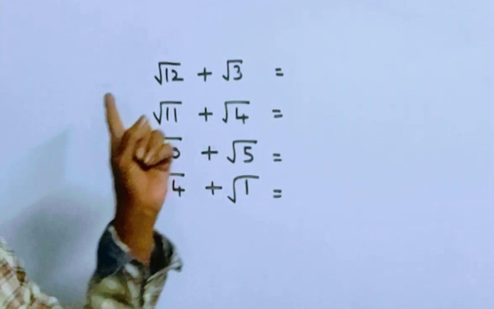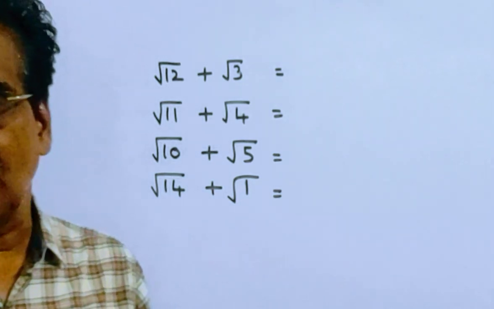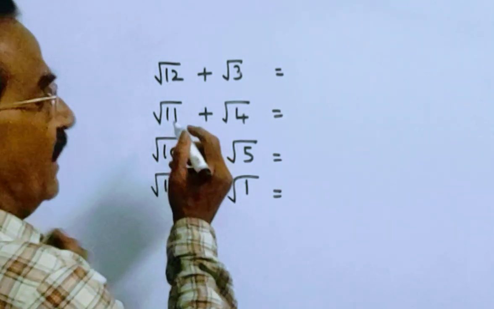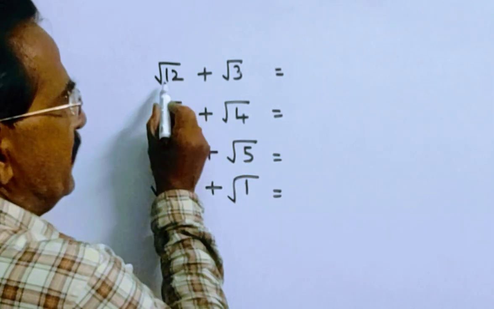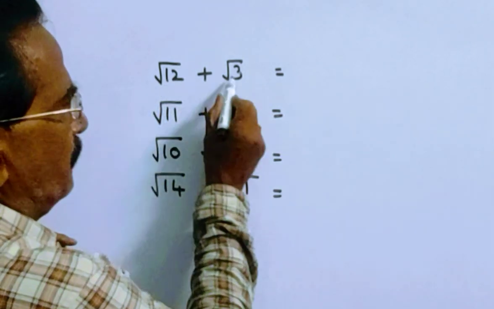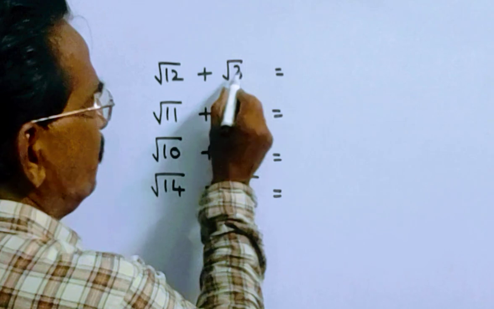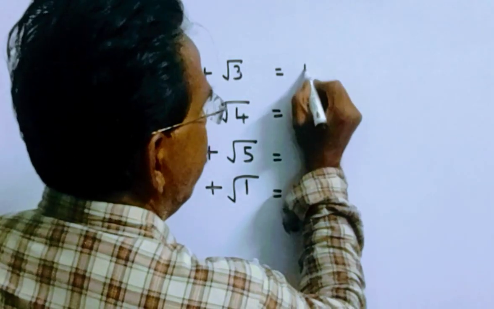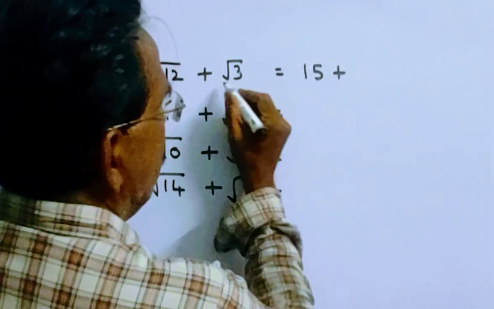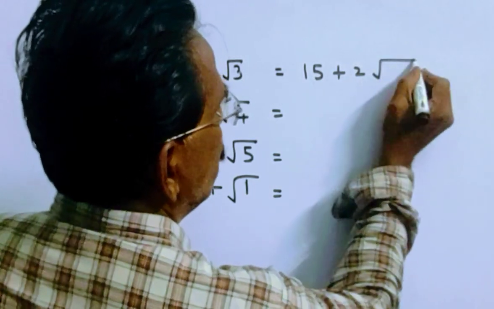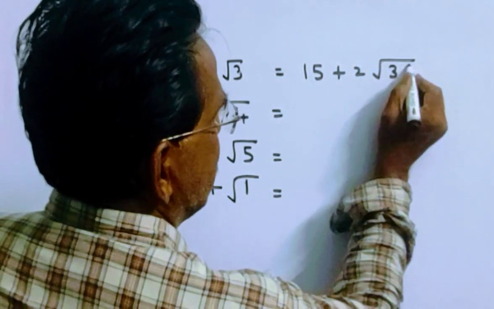See friends, on squaring the numbers, we get, on squaring each number, (a plus b) whole square, a square plus b square plus 2ab. A square plus b square means 12 plus 3, 15, plus 2ab, that is 2 root 12 into 3, 36.